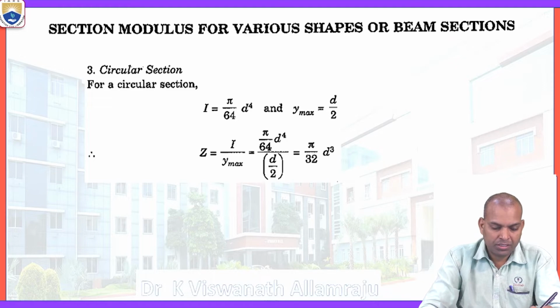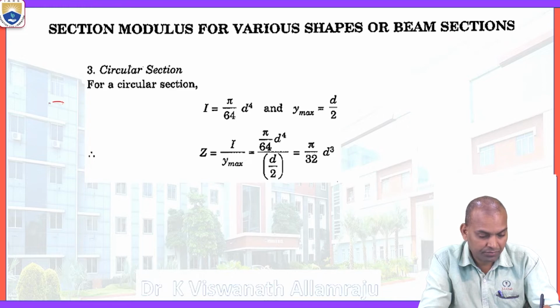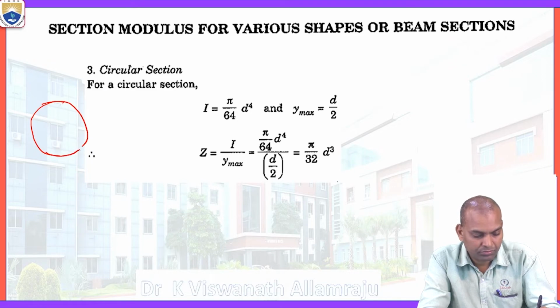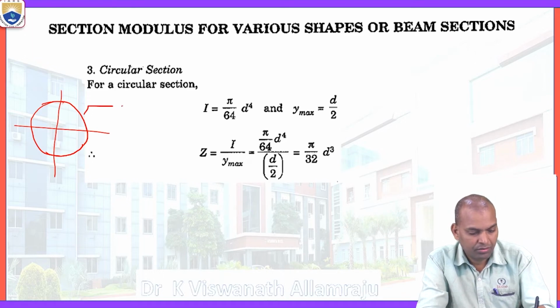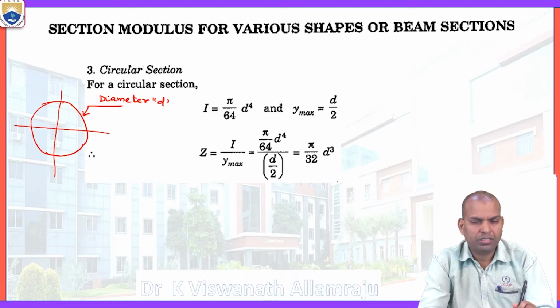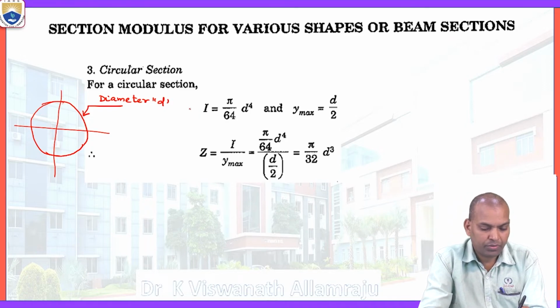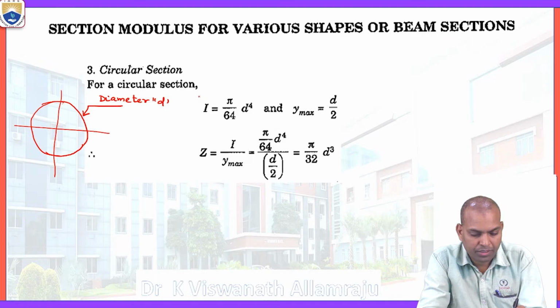Now another section is the circular section. Consider the circular section here. If we consider the circular section, it is having a diameter d. The diameter is d. Then the formula for the second moment of inertia of a circular section, I equal to pi d power 4 by 64.